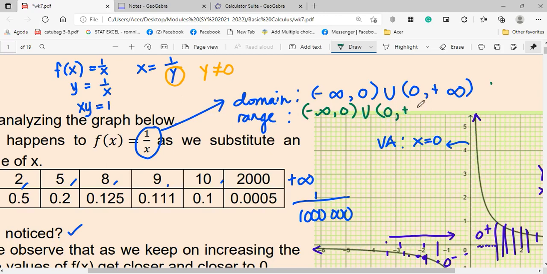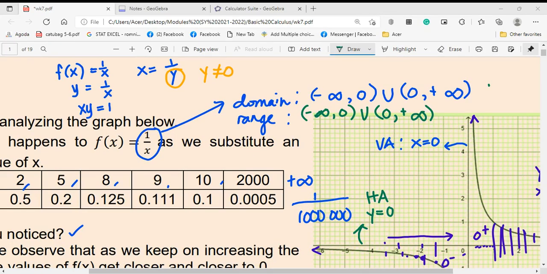Tanging 0 lang ang hindi pwede maging result for y, sabi niya. So anong ibig sabihin nito? Meaning to say, y equals 0 is what we call the horizontal asymptote. Now, I'll go directly to you, class. I want you to recall the rational function, the domain and range of rational function.